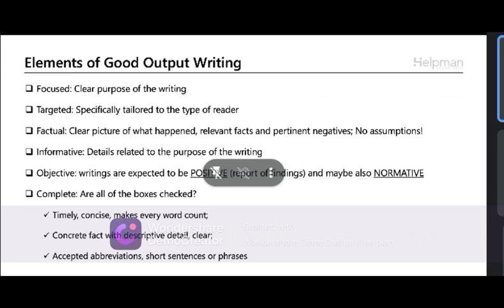Concrete facts with descriptive details, very clear. If you use abbreviations, you must use accepted ones. You must write short sentences or short phrases. You must stay away from all the big jargon.